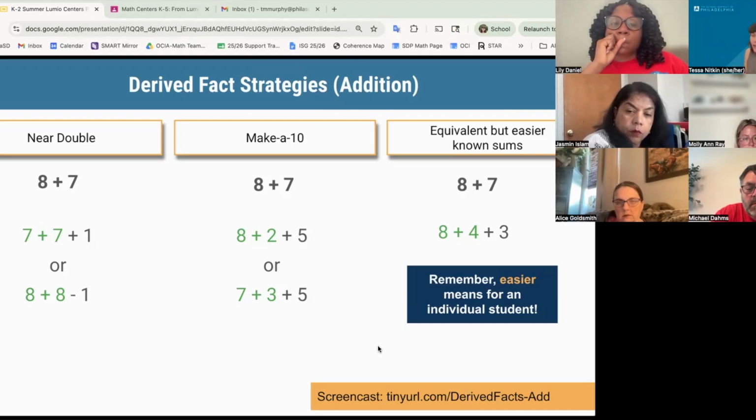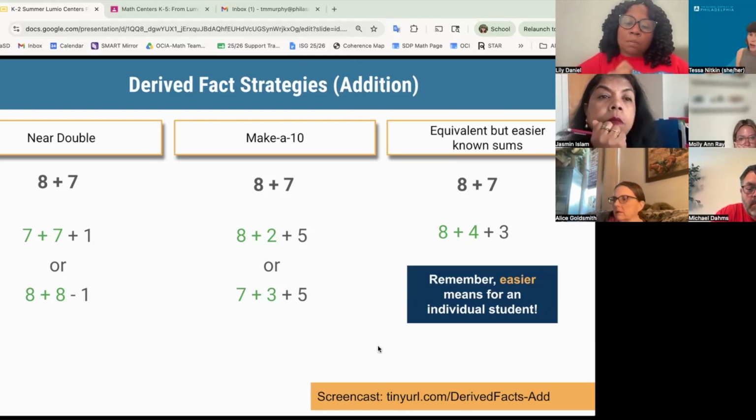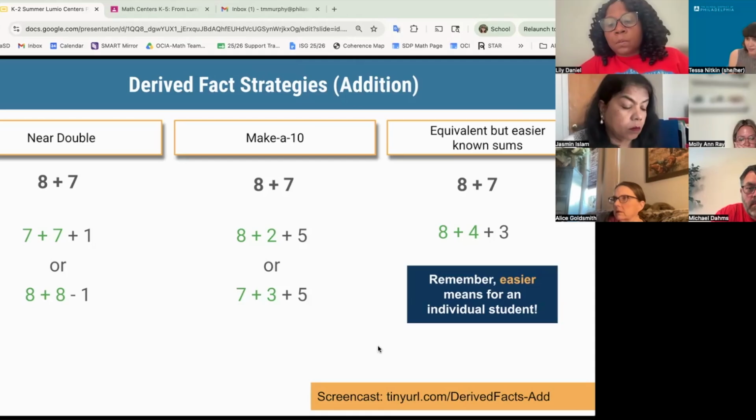Okay, I'm gonna pause there for a minute. Think for a moment. Are there any of these strategies that were newer to you today? And if there were, jot it in the chat or share. Maybe this was reinforcing strategies that you already are familiar with.